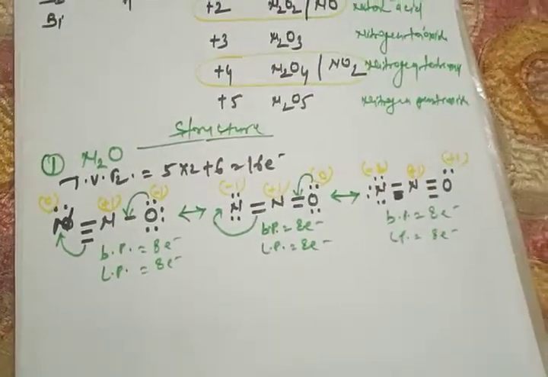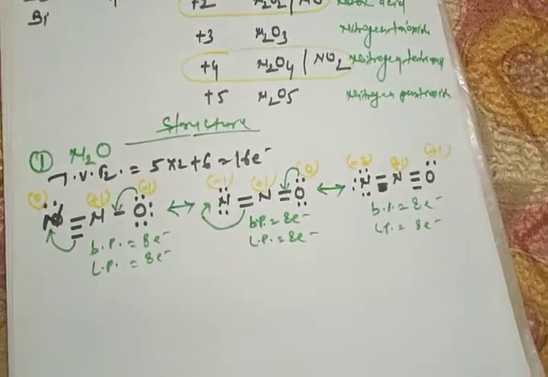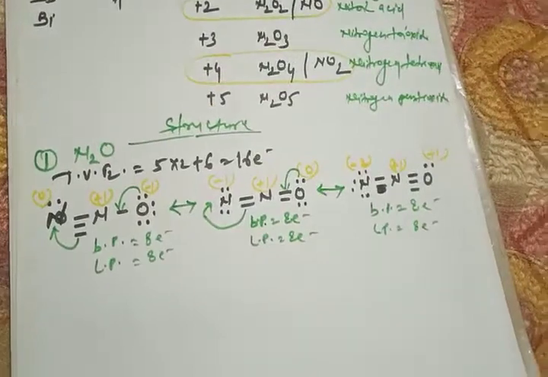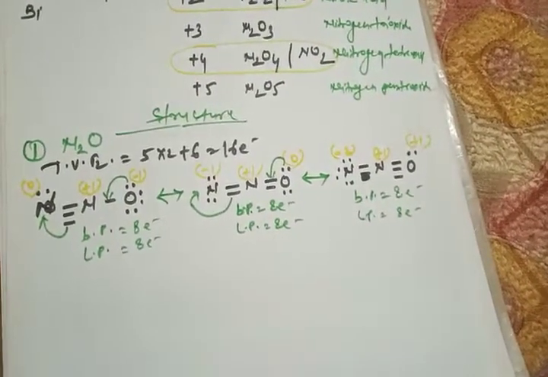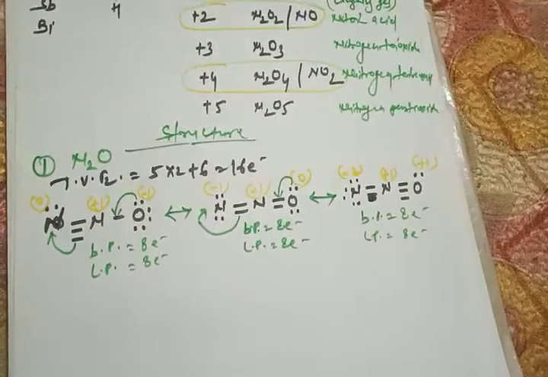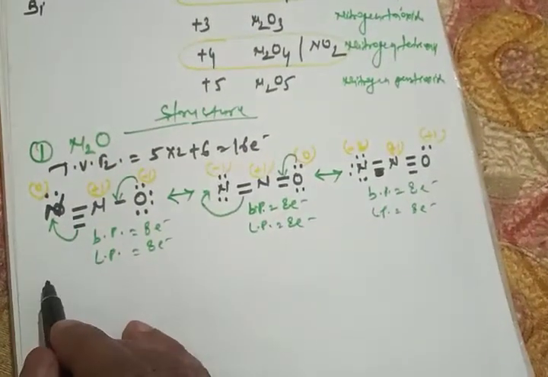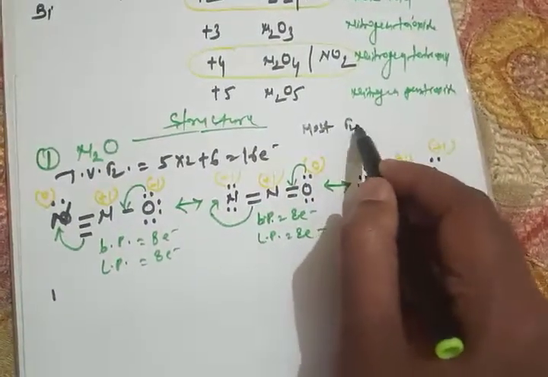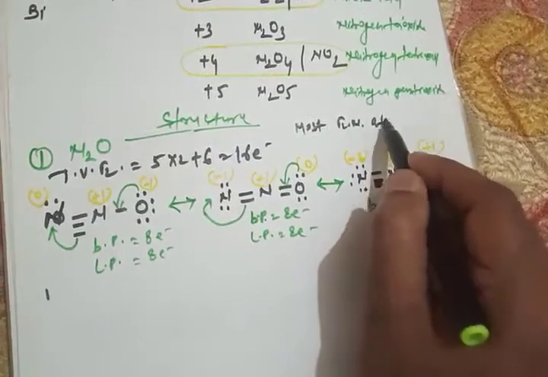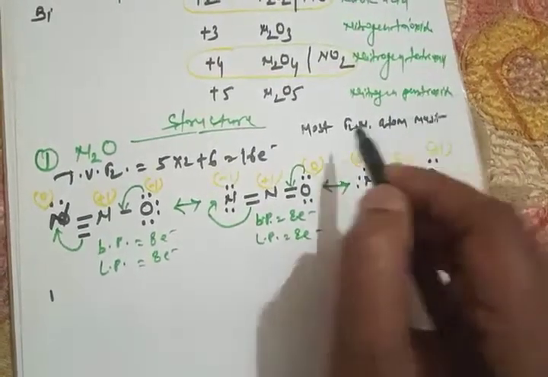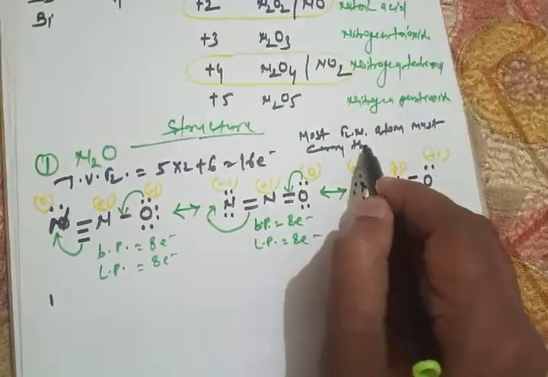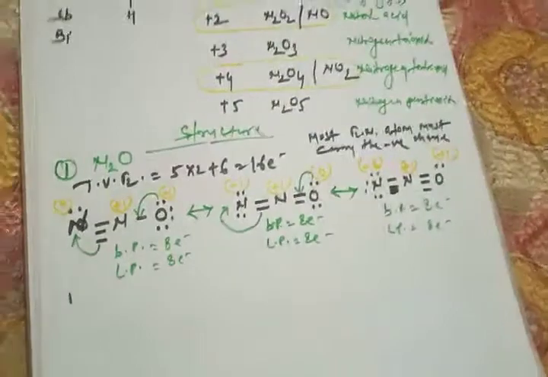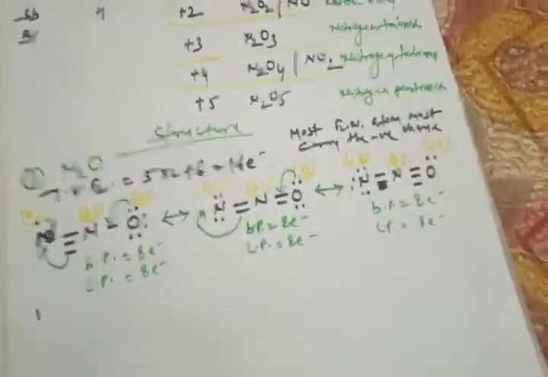Now, how will we determine which one is the most stable resonating structure? One or two things one should keep in mind: the most electronegative atom must carry the negative charge. Here we'll consider only this. The most electronegative atom must carry the negative charge.